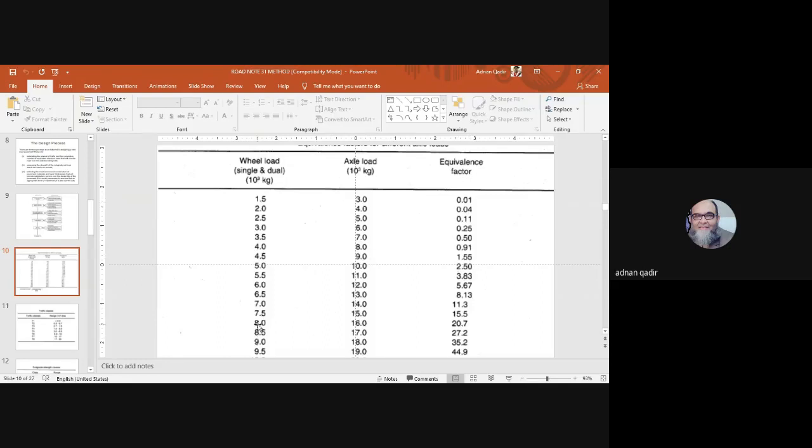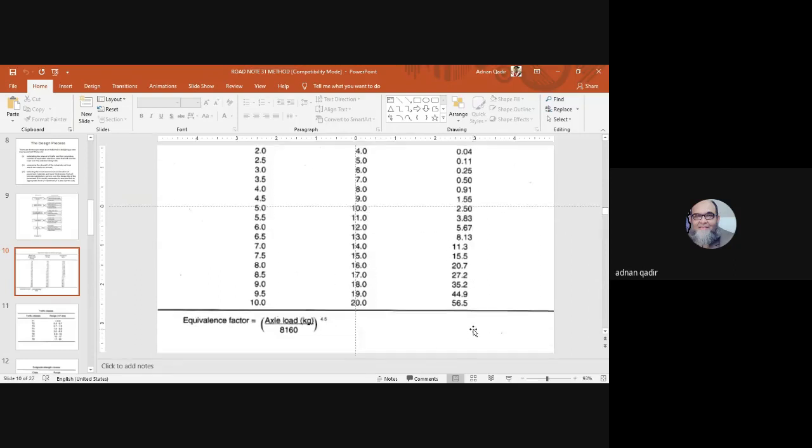For, say, 8 ton, then you will use 16 as the axle load, and the equivalence factor is 20.7. Actually, they have calculated this axle load over 8160 kg, or you can say 8 ton here, and power 4.5. This is somewhat similar to how you calculate load equivalence factors in the AASHTO method.